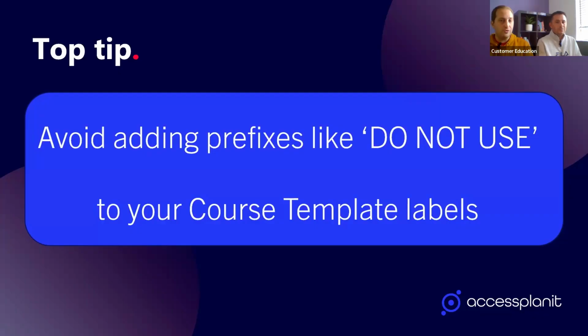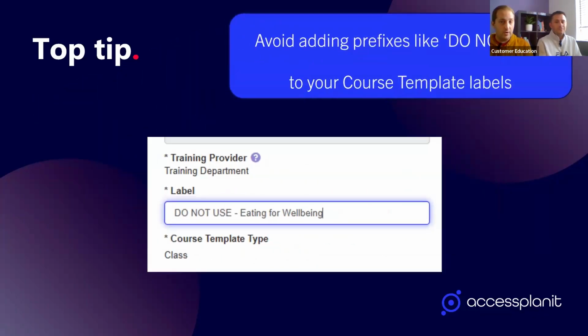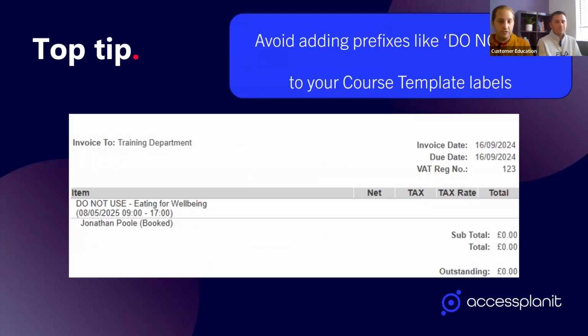We've seen it often where old course templates are updated to have the label "do not use" or "old" added into them. We advise against this because when you add this in, so this course, for example, here, Eating for Well-being, we add the prefix of "do not use". When you add that in, if you ever need to look back at old invoices or regenerate certificates, you're going to have the "do not use" included. So you can see here on this invoice, we've got the "do not use" prefix at the start for the item. So if you do need to include some text in the label, we suggest adding it to the end as a suffix, but ideally stick to the archive custom field to prevent things like this from happening.